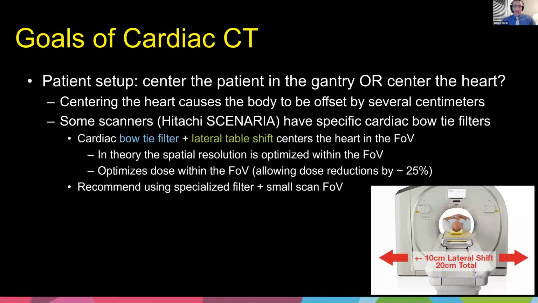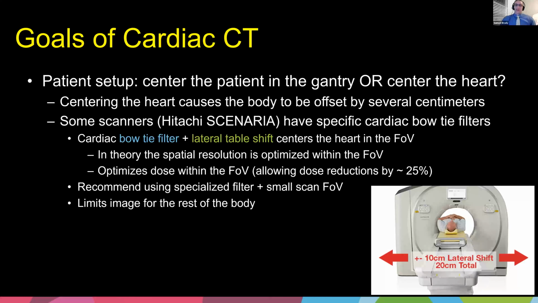So you have to use the right filter and the right location, getting the heart actually centered by either physically moving the patient over manually or using their table shift. And then you will set your actual scan field of view to be smaller, the same size as that cardiac bow tie filter. There is a reason, in this example, why you would center the heart in the gantry, not the body.